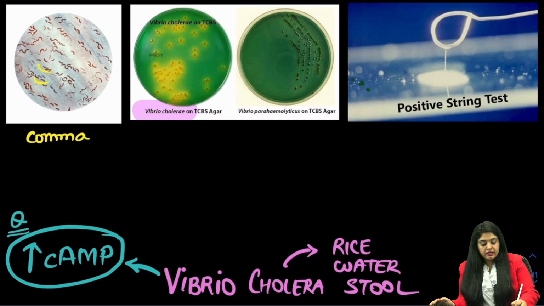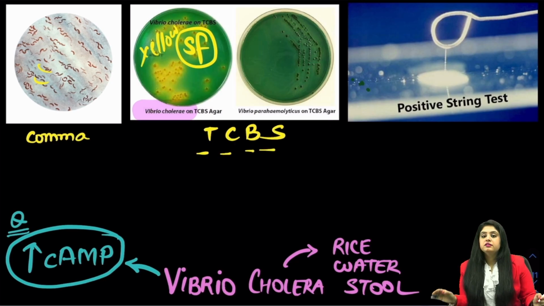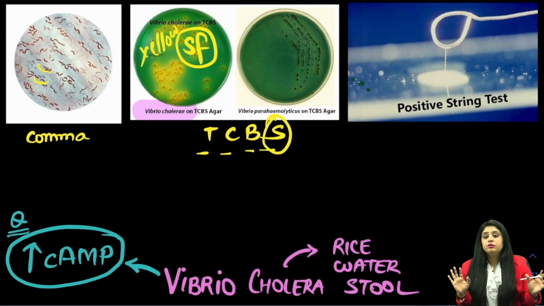Vibrio cholera is a sucrose fermenter. How do I guess? Pehle to fermenter. Whenever something is a fermenter, what color will you get? You will always get a yellow color. What medium are you using? Thiosulfate, citrate, bile salt, sucrose. Want to learn the full form? Kar lo. Nahi yaad karo, never mind. Even if you know TCBS mein S means sucrose, you're good to go.